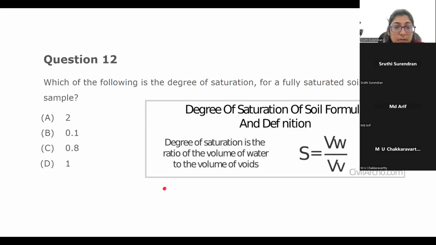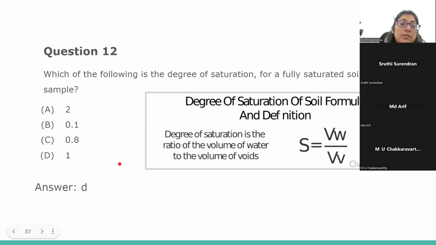So, the correct answer is option D. If V is the volume of pores and all the pores are filled with water, this volume of pores is going to be equal to the volume of water, and it is going to cancel out, and it's going to be 1. So the degree of saturation for a fully saturated soil sample is 1, and the correct answer is option D.